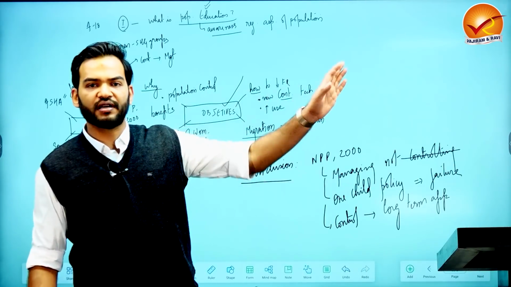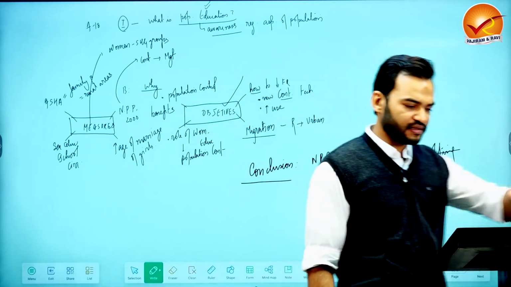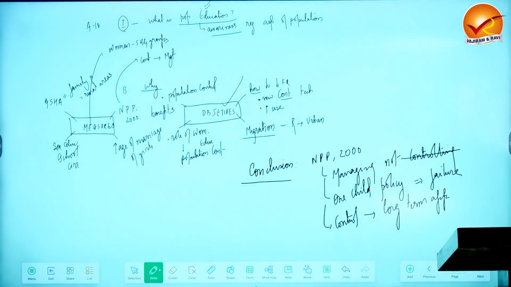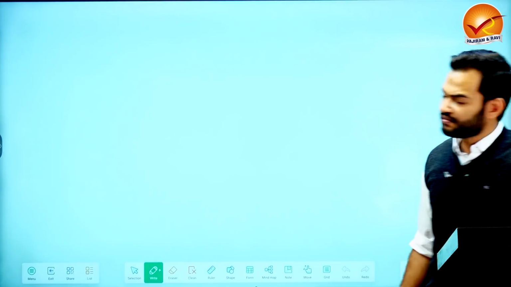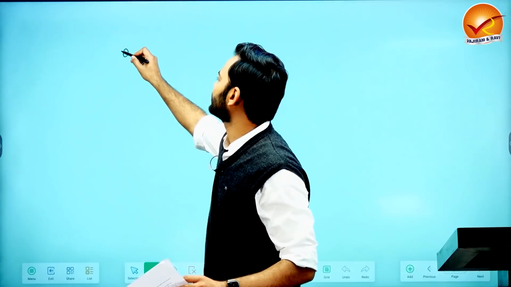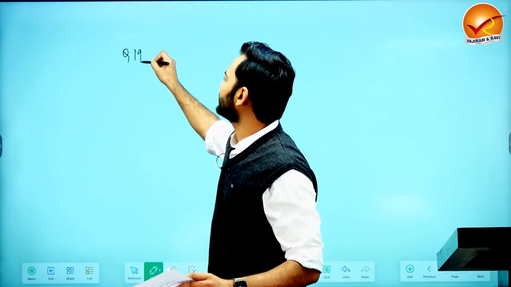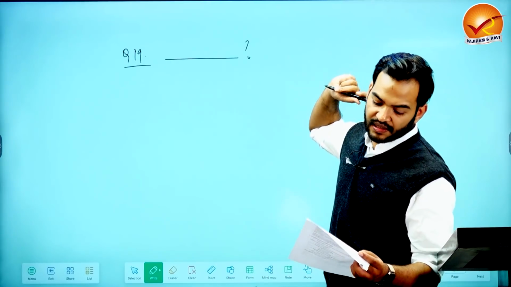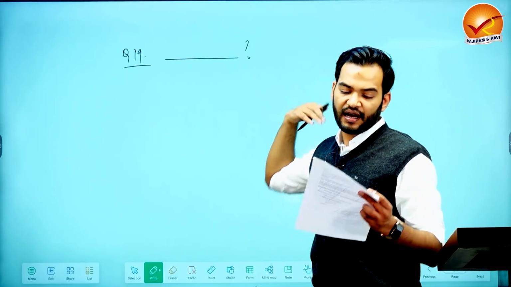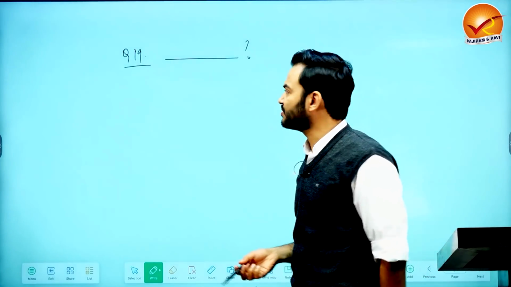There are no shortcuts to population control. It is a long-term measure. That is what you will say here in answer 18. Then let us see question number 19. Question number 19 says, what is cryptocurrency? How does it affect global society and how is it affecting Indian society also?